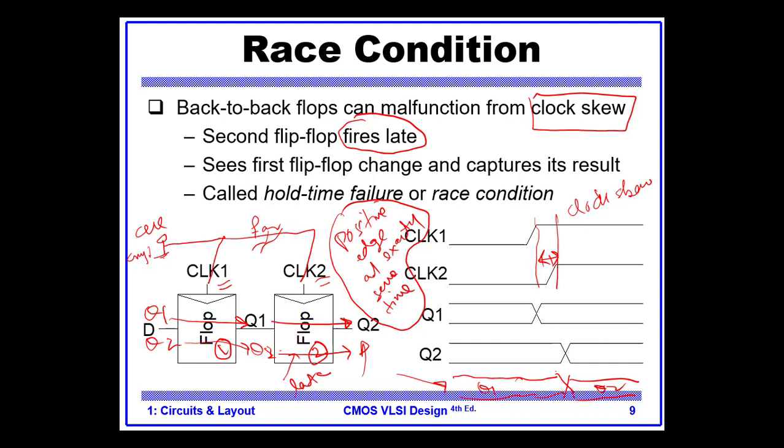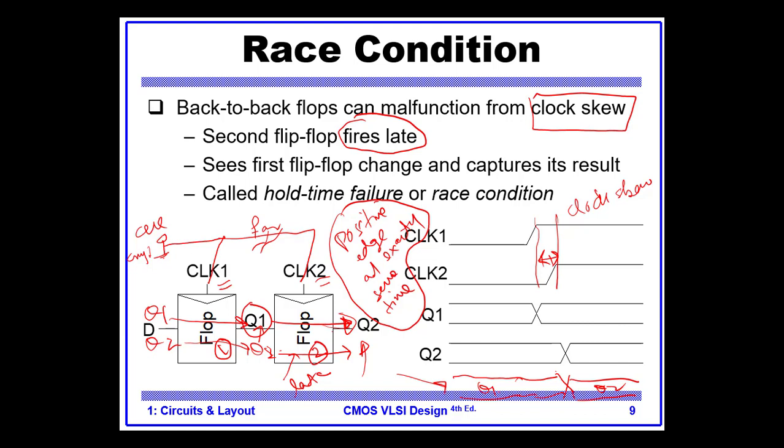But when this is late, what happens is that this does not fire and it is waiting, it is late. So this one comes and replaces Q1, and only Q2 gets outside. So this is called hold time failure. Why hold time? Because flip-flop 1 was not able to hold Q1 for enough time.